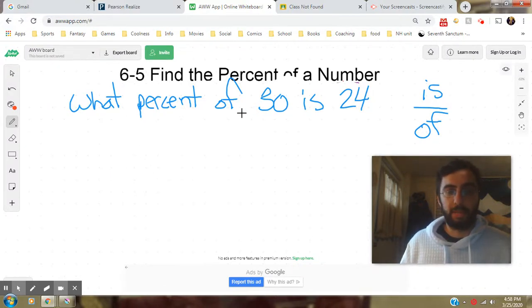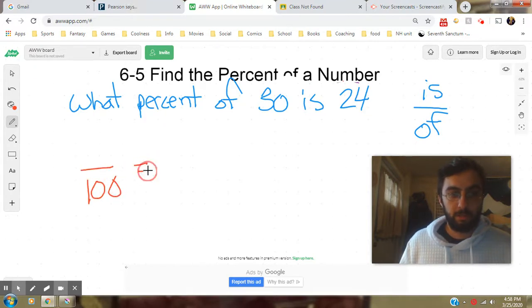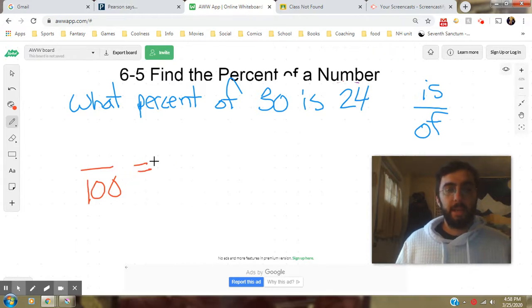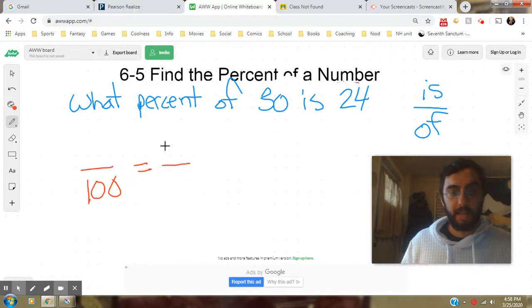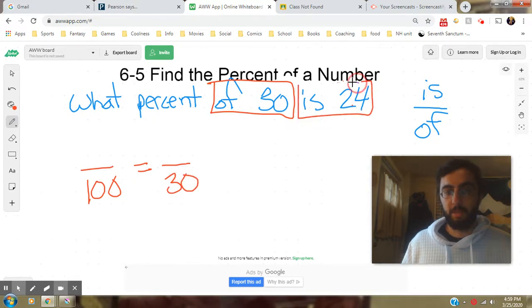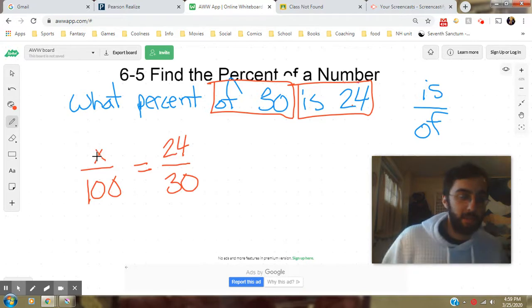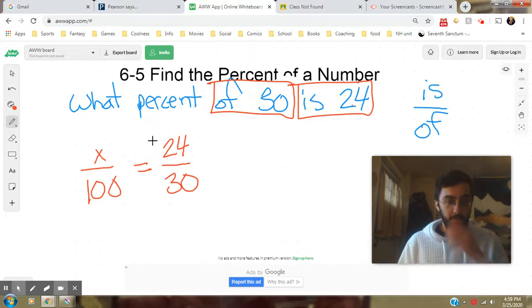So what percent of 30 is 24? So percent we know is always over 100. All right, so you can always start there. And now on the other side, we have the is over the of. So what percent of 30, the of is on the bottom, the denominator, is 24. Is is in the numerator, the top, so 24. And again, what we don't know is what the percentage actually is out of 100.